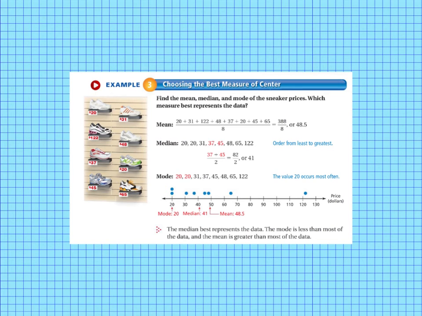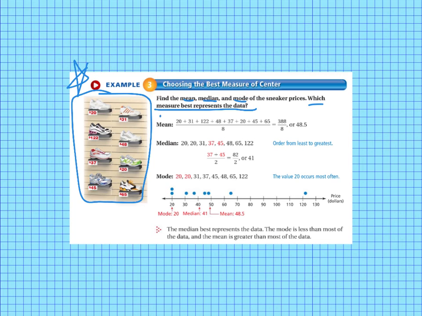Example 3, and this is an important example. You'll have questions about this, and it's a little bit tricky. So pay close attention and take careful notes. We're choosing the best measure of center. It says find the mean, median, and mode of the sneaker prices. The sneaker prices are over here in the picture. And it says which measure best represents the data. So your question is this: which measure best represents the data?